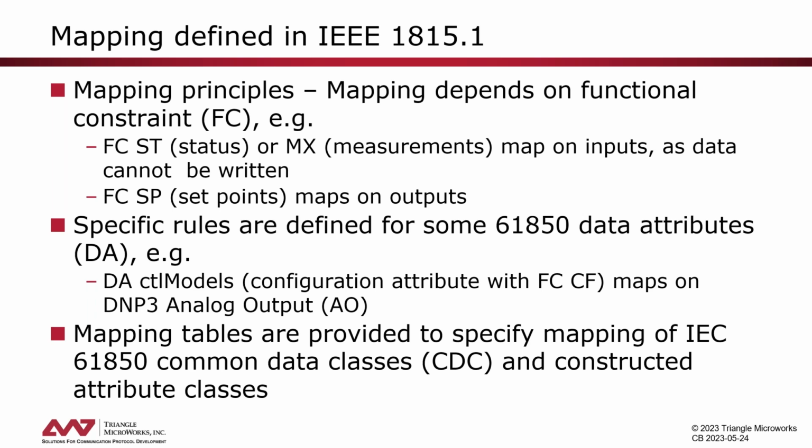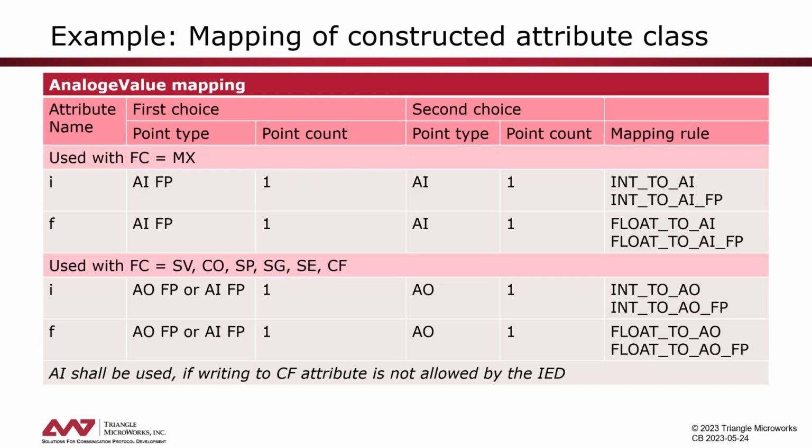the IEC 61850 common data classes, but also of what we call the constructed attribute classes that are defined in part 7.3 of IEC 61850. And I will give you a few examples, extracts from that standard. The first one is the mapping of analog value, which is a constructed attribute in IEC 61850. It contains both an integer representation of the value as well as a floating point representation of the value.